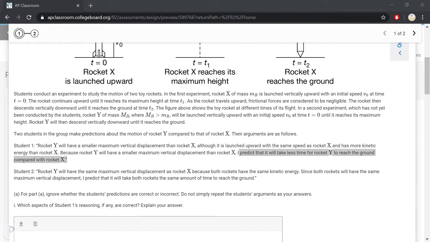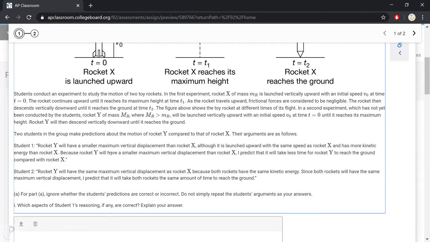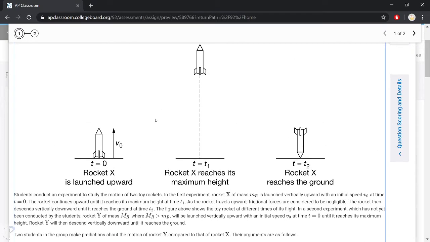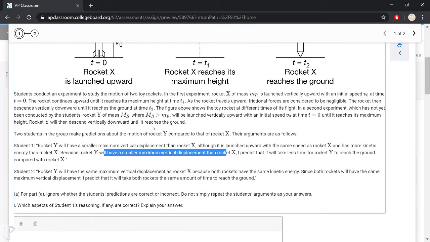So why does it take the second rocket longer? Because it says it will have a smaller maximum vertical displacement. I guess that's his reasoning. So reasoning is right here. Now, did he say why it has a smaller one? It doesn't say why, so that's that.